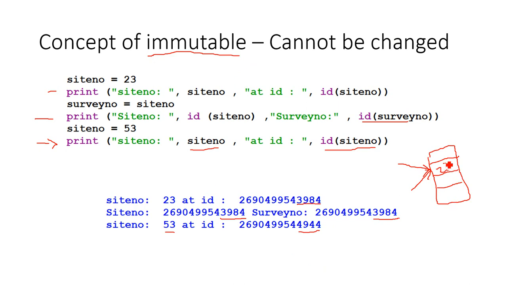What does it mean? Once the value of an integer is stored in memory, you cannot change the value at the same location. Instead, it is stored at a different place, and the handle is exchanged between the previous number and this number. Let's say this is the site number pointer. Now this link is broken, and the site number is going to point to this location, 53. Got it? That's the concept of immutable.